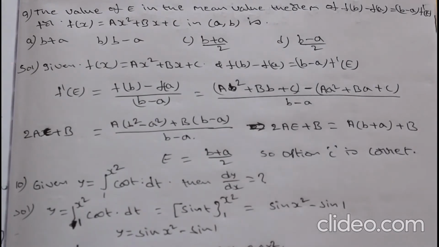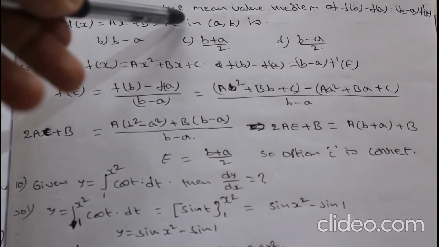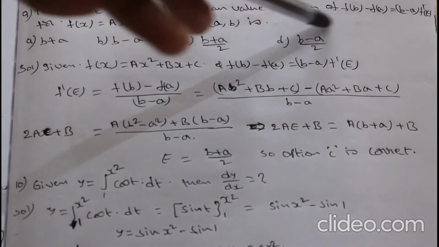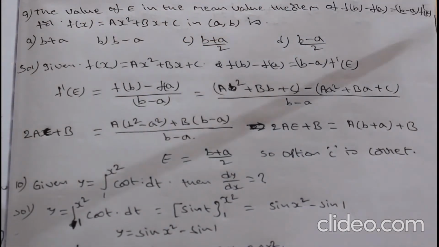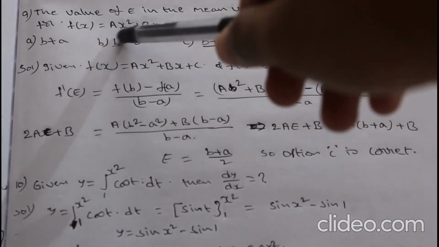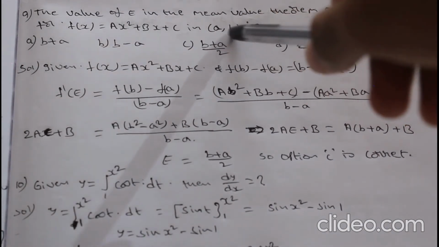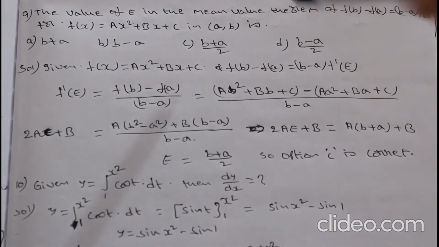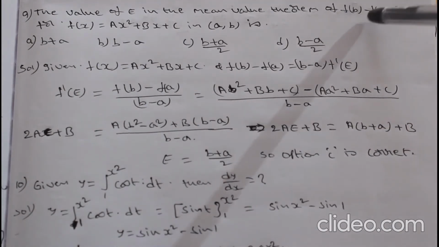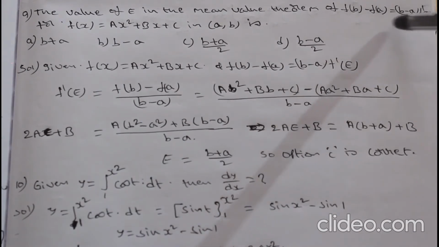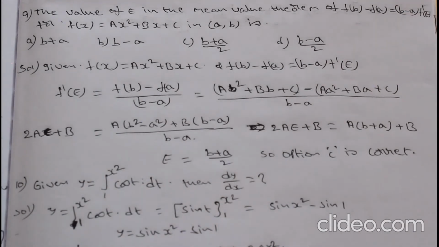Now look at question number 9. The value of epsilon in the mean value theorem of f of b minus f of a is equal to b minus a f dash of epsilon for f of x is equal to ax square plus bx plus c in the interval a comma b. So here friends, the mean value theorem is mentioned and given already. F of b minus f of a is equal to b minus a f dash c. So this is directly Lagrange's mean value theorem. Okay, here it is given.